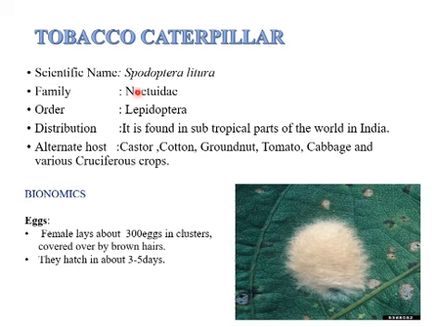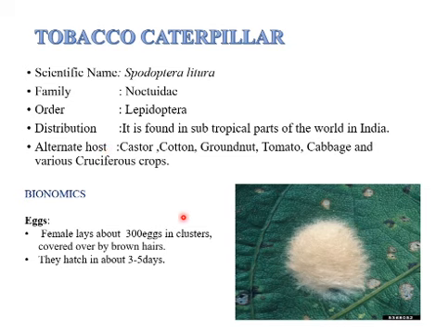Tobacco caterpillar. Scientific name Spodoptera litura. It belongs to family Noctuidae and order Lepidoptera. Alternate hosts of tobacco caterpillar are castor, cotton, groundnut, tomato, cabbage, and various cruciferous crops.